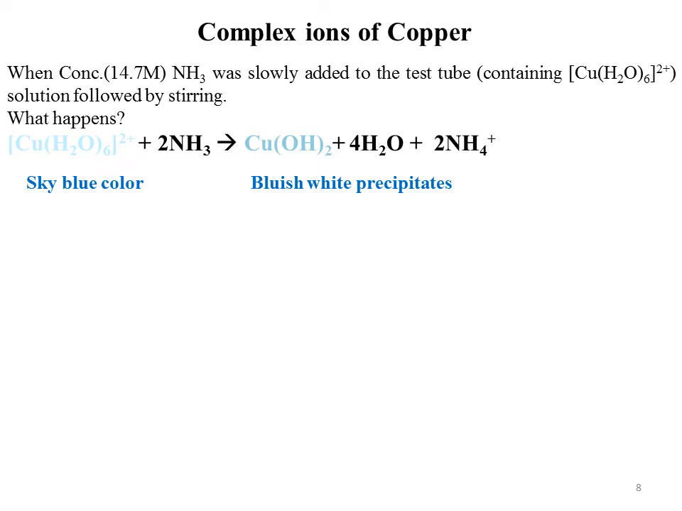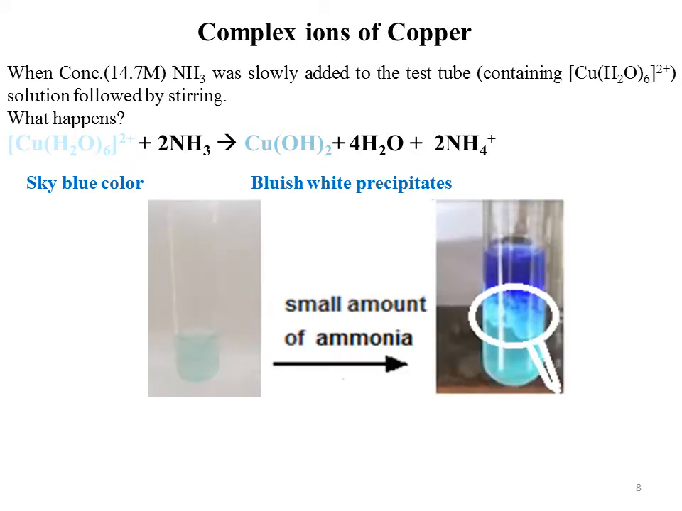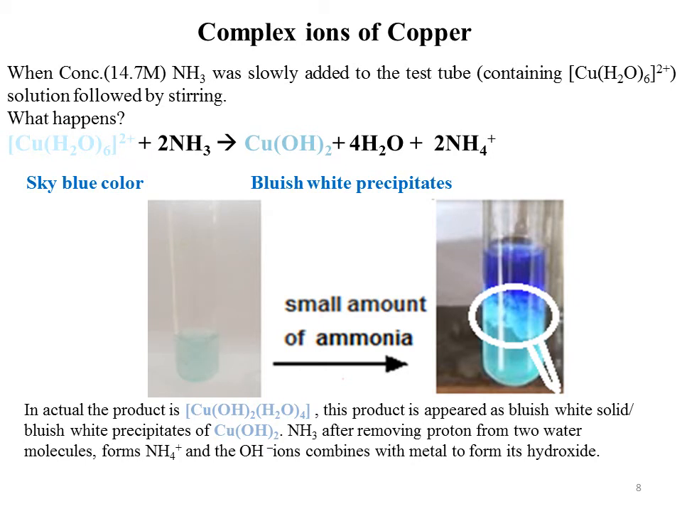The sky blue solution turned to a solid product, copper hydroxide, which appeared in the form of a bluish white precipitate. You can see in the picture below where a circle is pointing out the bluish white precipitate. In actual, what happened, the product is tetraaquadihydroxocopper 2. This product appeared as a bluish-white solid or bluish-white precipitate of copper hydroxide.